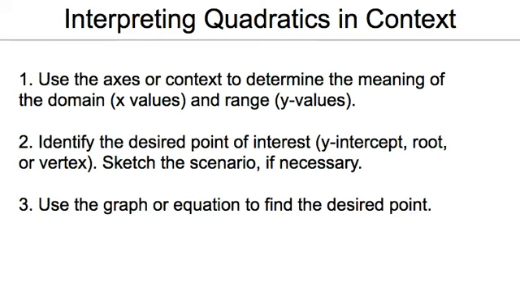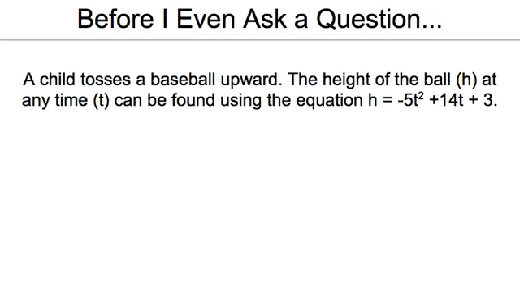So here's a situation where we might have something like this, and you'll notice I'm not even asking a question here. I'm just giving you the situation. Let's say that a child tosses a baseball upward. So just kind of underhand just tosses this baseball up. The height of the ball, h, at any time t, can be found using the equation h equals negative 5t squared plus 14t plus 3.